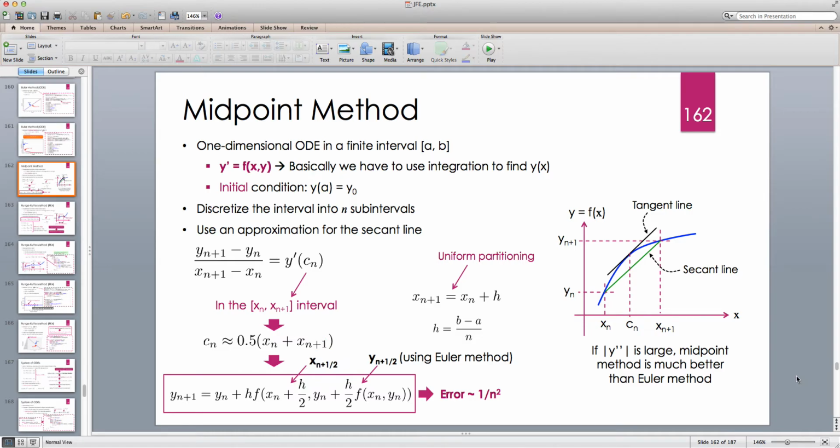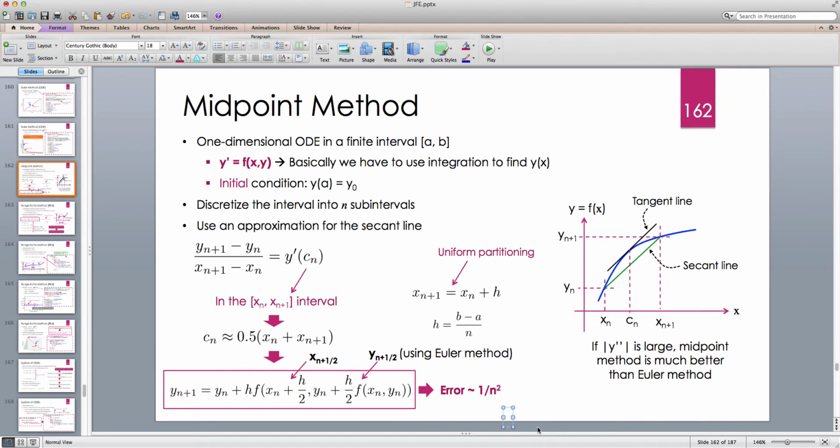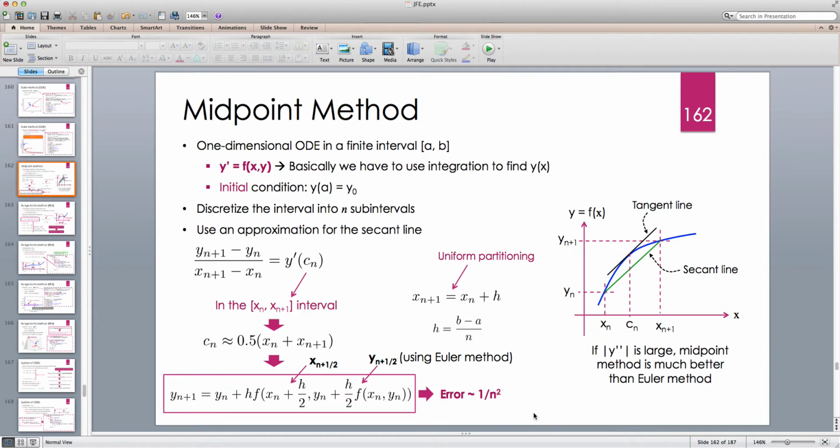Now if you work out the math and look at the error, this midpoint ends up having an error of 1 over n squared instead of 1 over n. So this involves 2 evaluations of the f function instead of Euler method that had 1 evaluation per subinterval. We get 2, so a factor of 2. But then the error already starts from 1 over n squared instead of 1 over n. So that's an advantage. So the advantage is that the error has a better order. The disadvantage is that we need to have more function calculations per step or per subinterval.